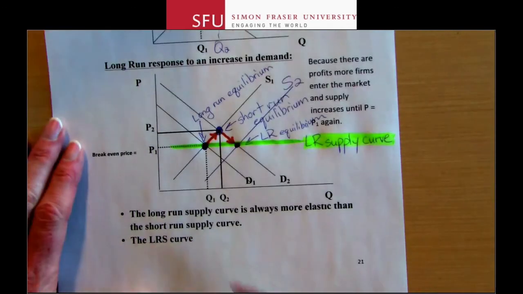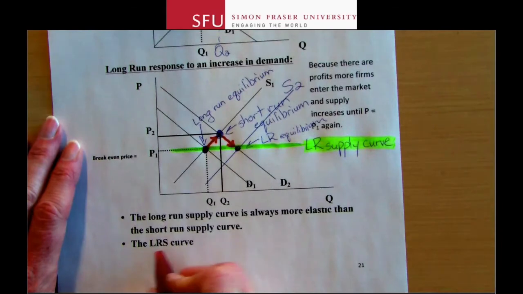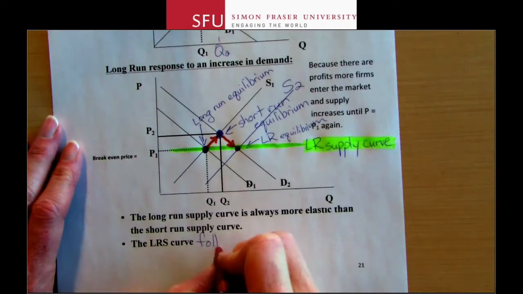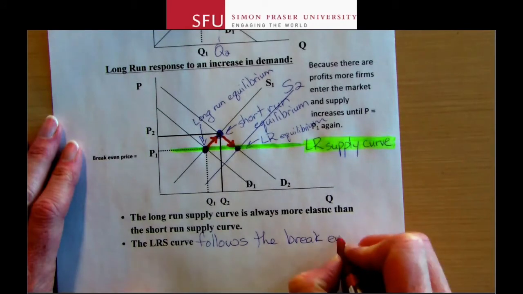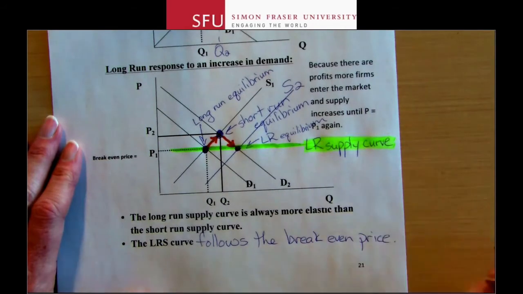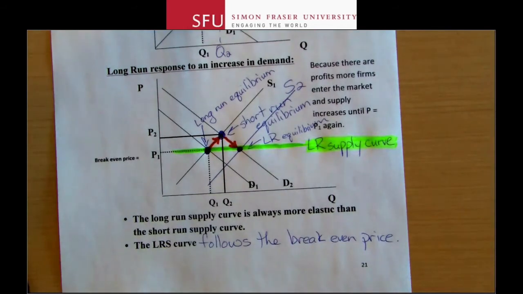Okay, so the long-run supply curve, the LRS curve, follows the break-even price, because in the long run, the firms will always just break even. So in the short run, there can be fluctuations. They can earn profits or losses in the short run, but in the long run, they will always just break even. All right.